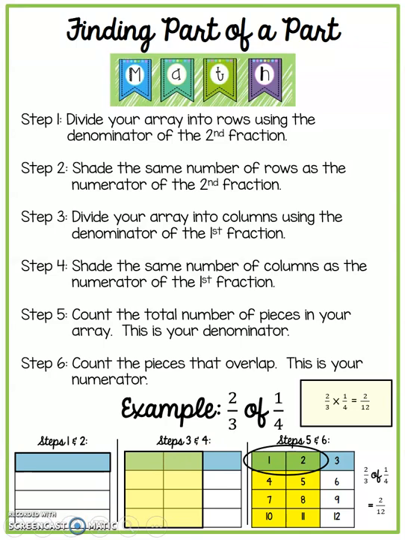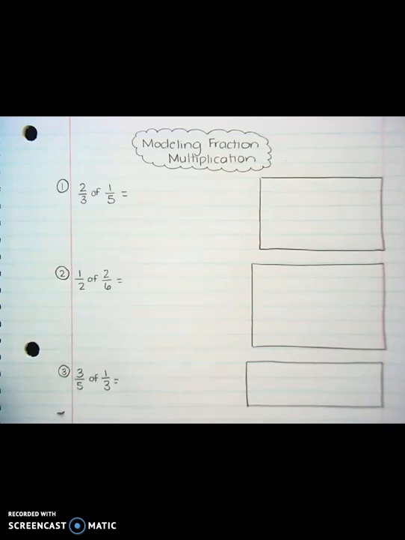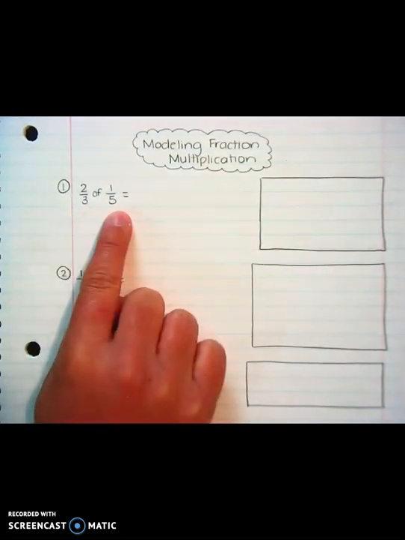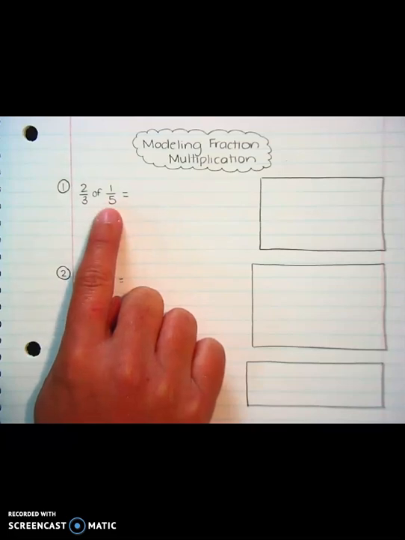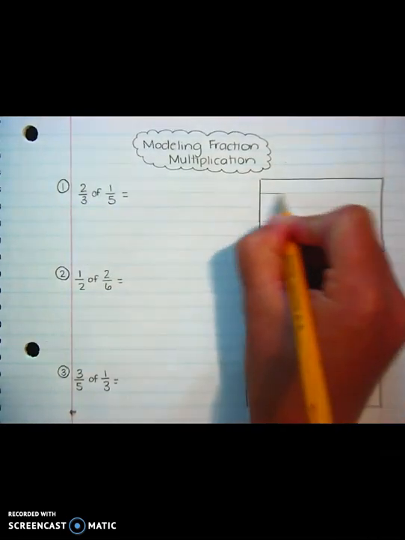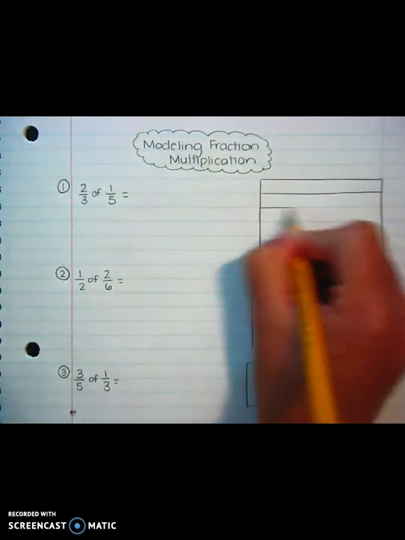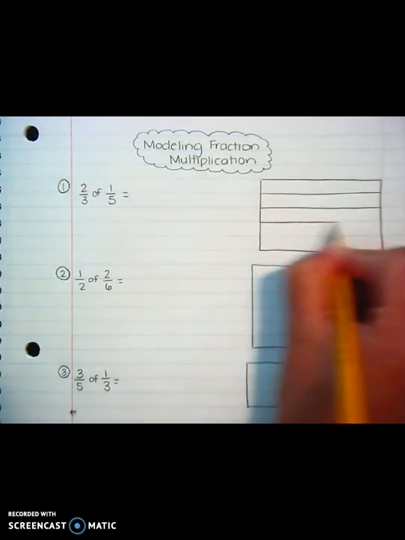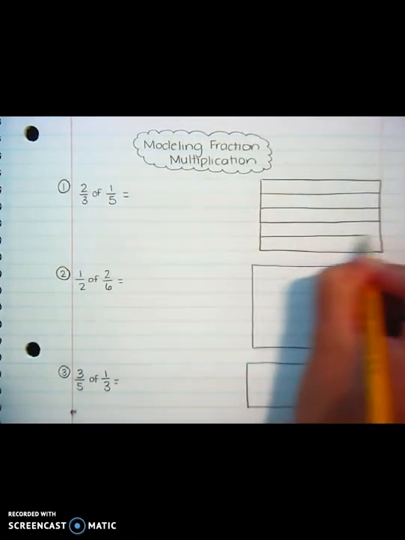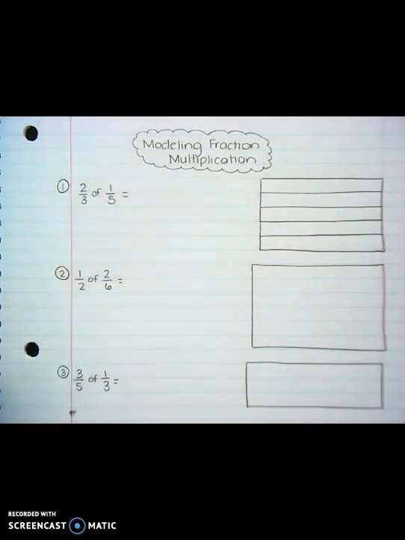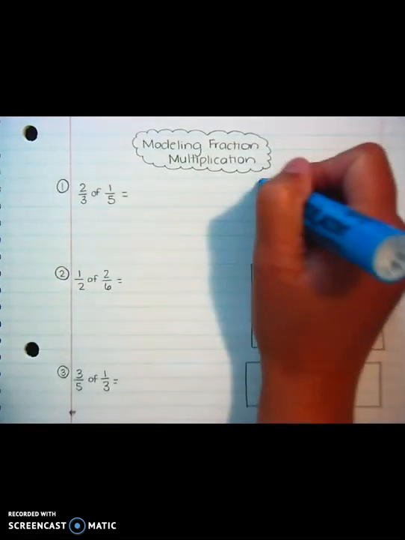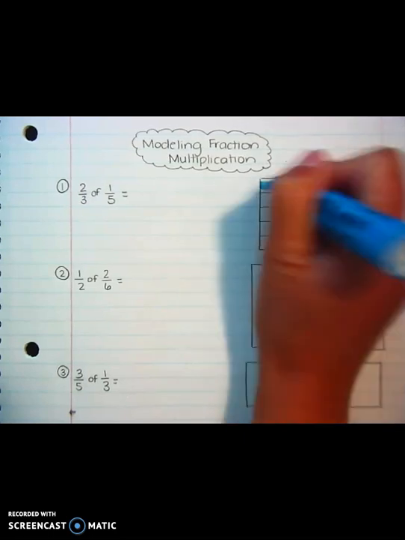Let's take a look at a couple more examples and see how you would draw these yourself. Okay, so if we are looking at modeling part of a part, what we're doing is we're modeling fraction multiplication. So in my first example, I have 2/3 of 1/5. That means I'm starting with 1/5. So I'll start by drawing my array and splitting it into 5 pieces. I know that it's 5 pieces because my denominator is a 5. And in order to show that I'm starting with 1/5, I'll shade in one of those 5 pieces. So I'm going to highlight that in blue.